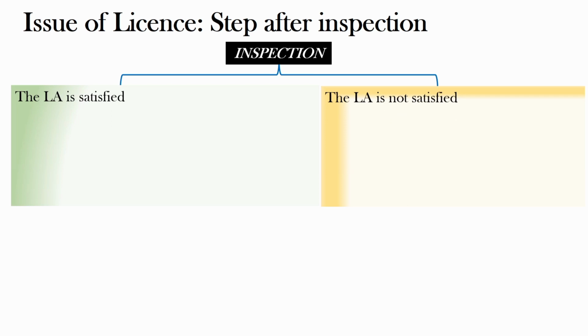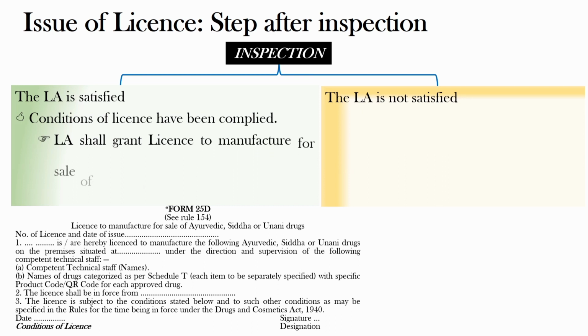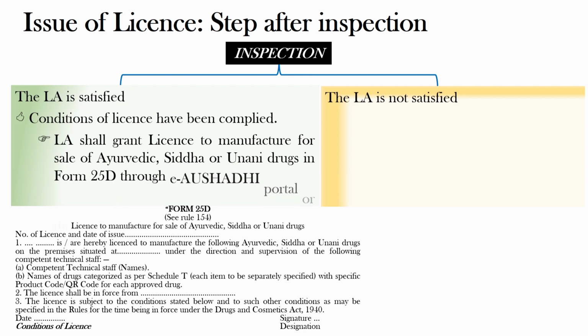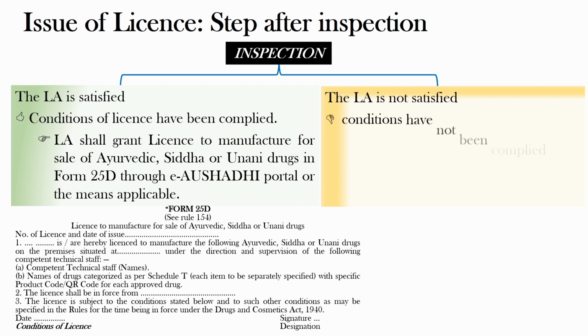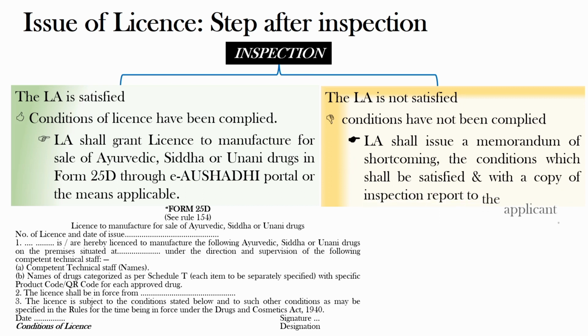If the licensing authority is satisfied, that is the conditions of license have been complied with, the licensing authority shall grant a license to manufacture for sale of Ayurvedic, Siddha or Unani drugs in Form 25D through EOSD or other means applicable at that time. If the licensing authority is not satisfied, that is, the conditions for the license have not been complied with, then the licensing authority shall issue a memorandum of shortcoming, the conditions which shall be satisfied, with a copy of the inspection report to the applicant.